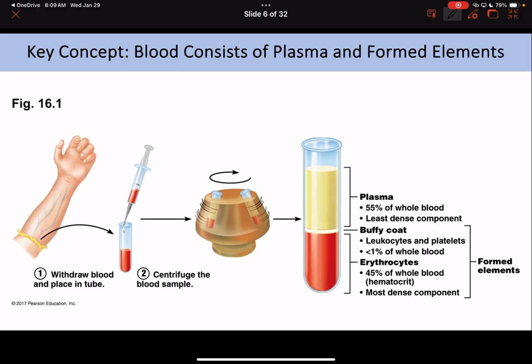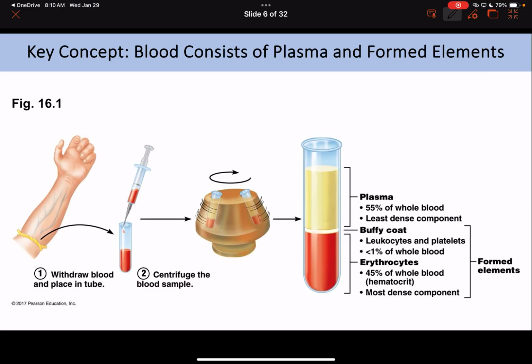And so the diagram that you're seeing here is showing centrifugation. So centrifuging involves putting tubes inside of a centrifugation machine, and what you're going to do is you're going to spin that at very high speeds, and it's going to separate the fluid by density.